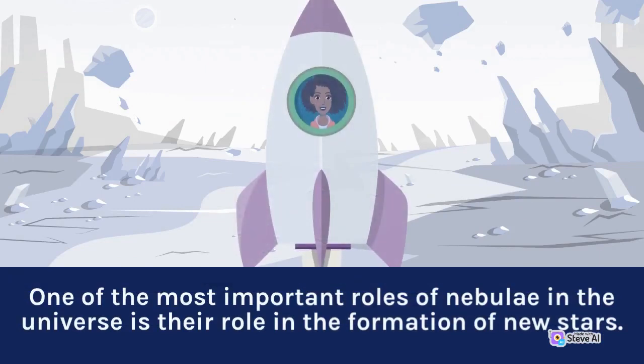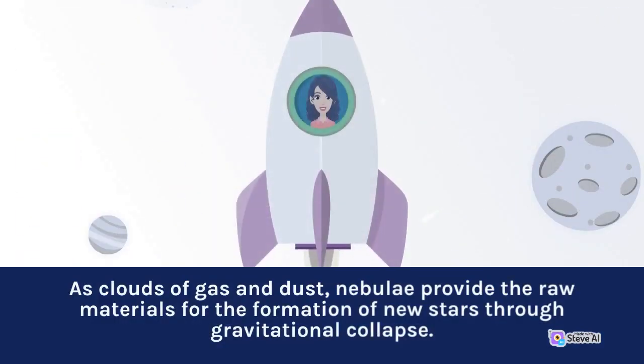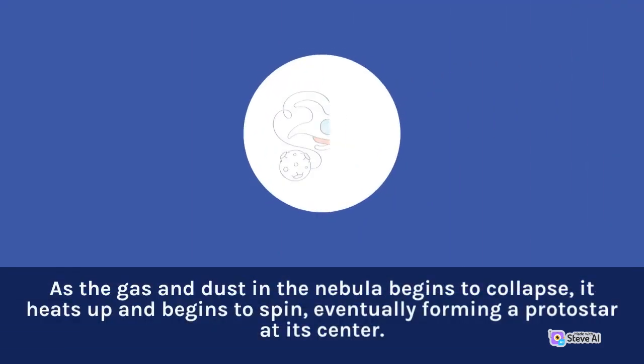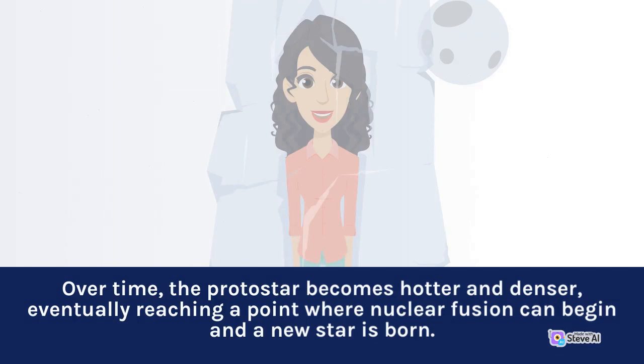One of the most important roles of nebulae in the universe is their role in the formation of new stars. As clouds of gas and dust, nebulae provide the raw materials for the formation of new stars through gravitational collapse. As the gas and dust in the nebula begins to collapse, it heats up and begins to spin, eventually forming a protostar at its center. Over time, the protostar becomes hotter and denser, eventually reaching a point where nuclear fusion can begin and a new star is born.